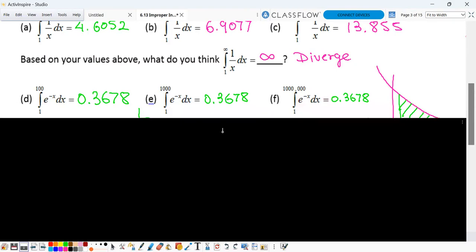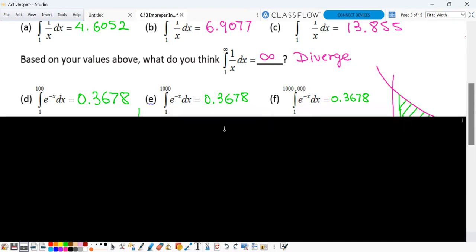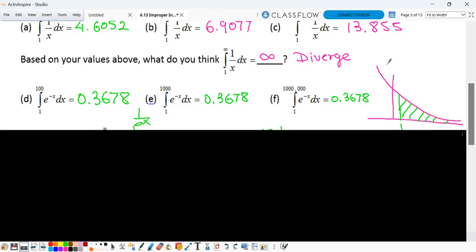Now let's take a look at another function which is also decreasing: e to the negative x. This function looks like exponential decay. Again, if I find the area from 1 to 100, the calculator will give you 0.3678. If I do 1 through 1000, I have a very similar answer. And if I do 1 to 100,000 or even a million, a very, very large number, I have an identical number.